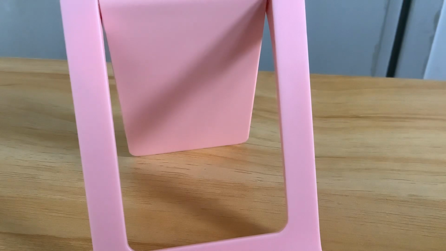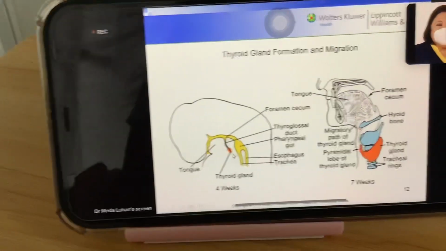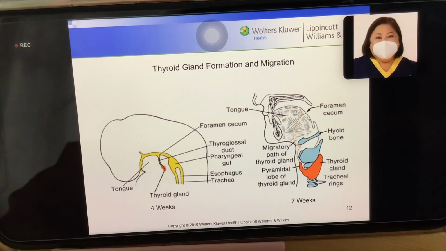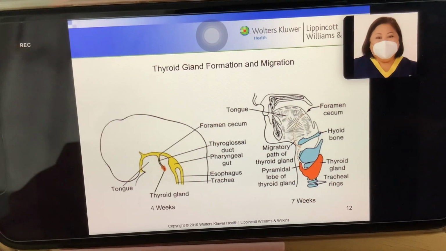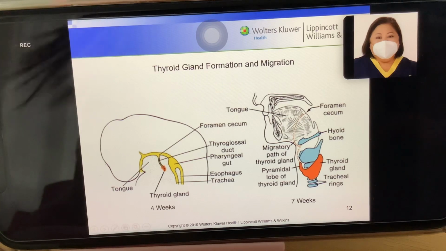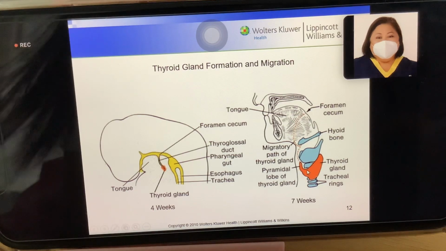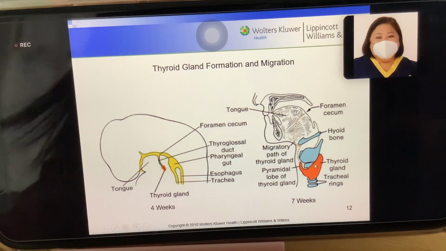Okay, let's move on. We go to the thyroid gland formation and migration. So thyroid gland tissue forms in the midline of the floor of the pharynx. This proliferation forms a thyroglossal duct that opens into the pharynx at the foramen cecum. Okay? And glandular tissue forms at the tip of the duct and migrates to the neck anterior to the laryngotracheal rings. So this is our thyroid gland, in front of the tracheal rings, no? Like our trachea.